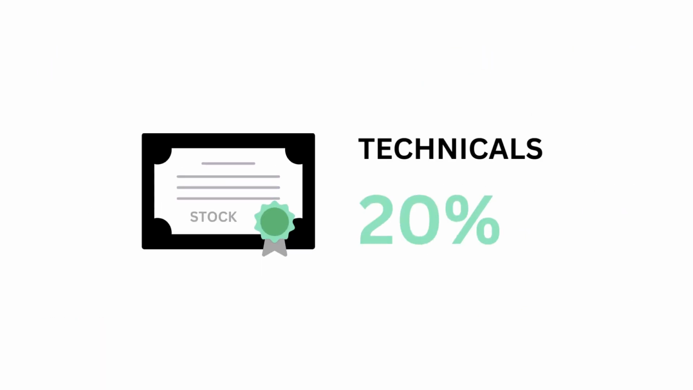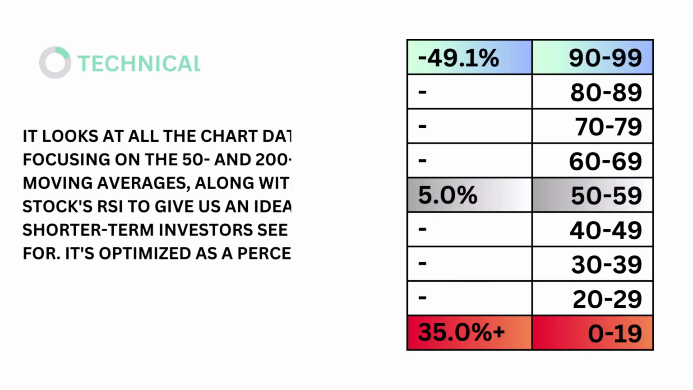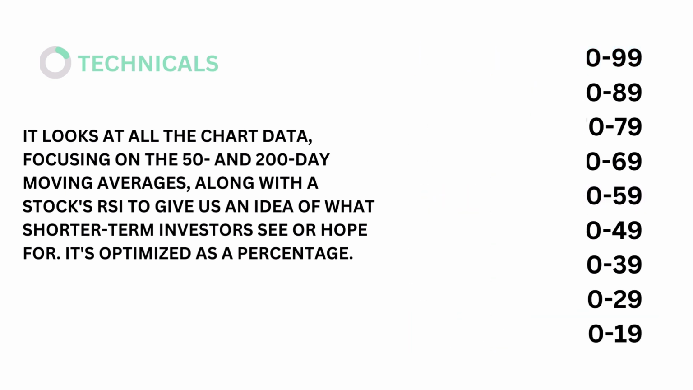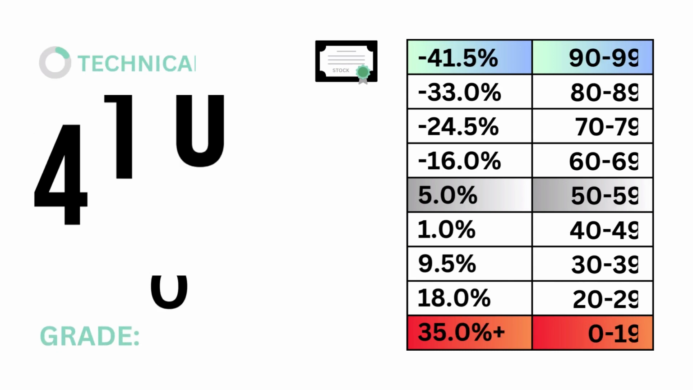Third, technicals, which accounts for 20%. Technicals looks at all the chart data focusing on the 50 and 200-day moving averages, along with the stock's RSI, to give us an idea of what shorter-term investors see or hope for. It's optimized as a percentage. The models tell us that a technical rate of 5% is considered average. Here's our technical rate and technical grade.